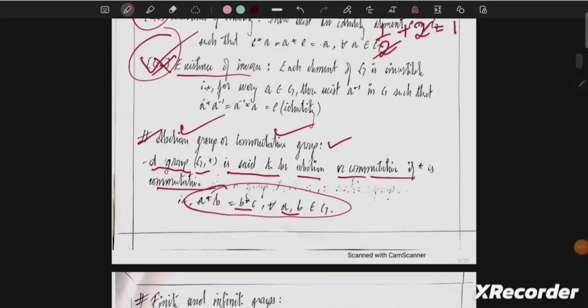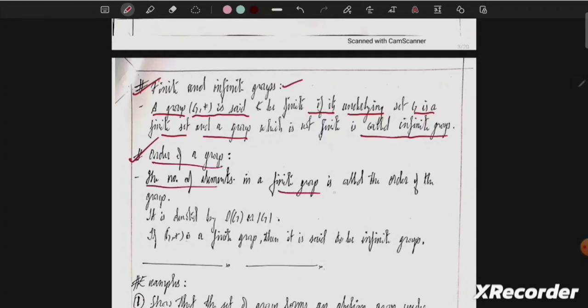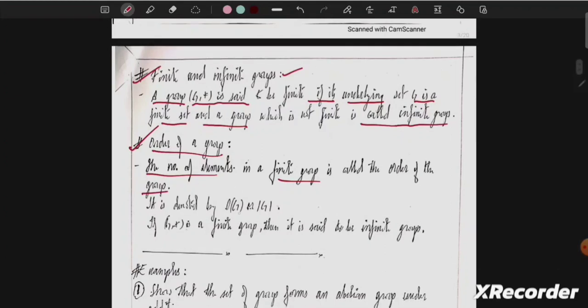I hope that is clear. The next one is finite and infinite groups. A group (G, star) is said to be finite if its underlying set G is a finite set, and a group which is not finite is called an infinite group. That is clear enough. The next one is the order of a group. The number of elements in a finite group is called the order of the group. It is denoted by O(G) or |G|.